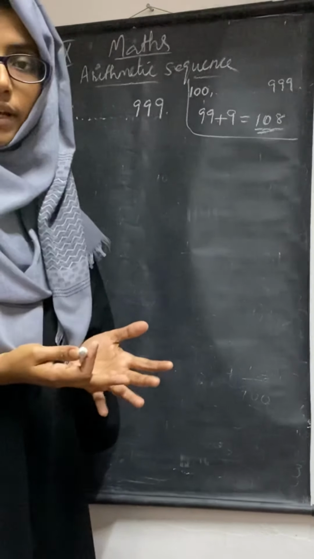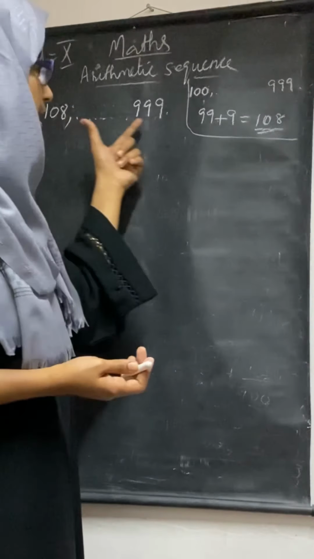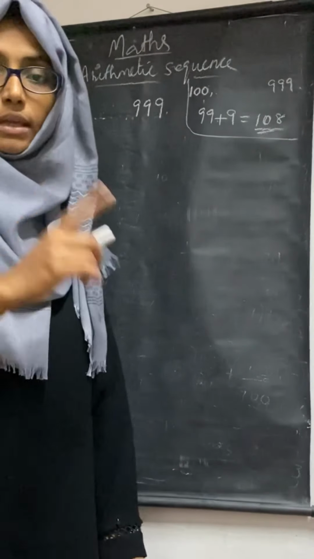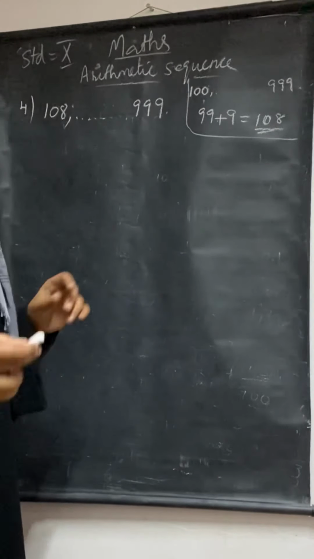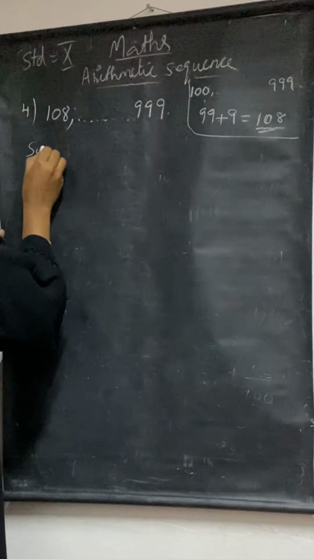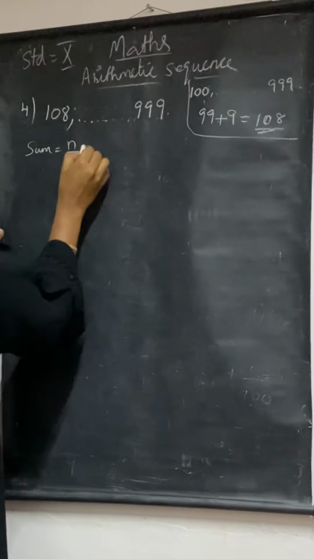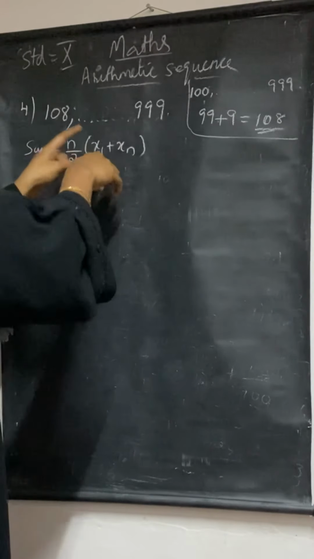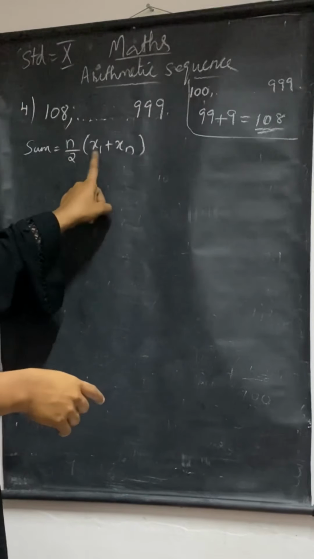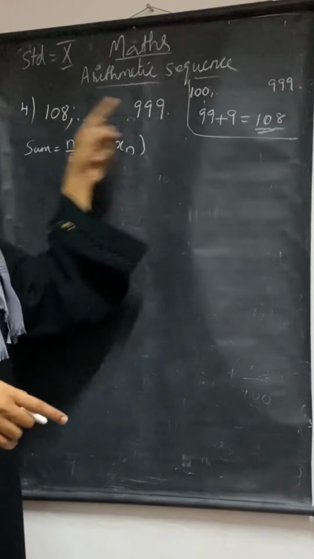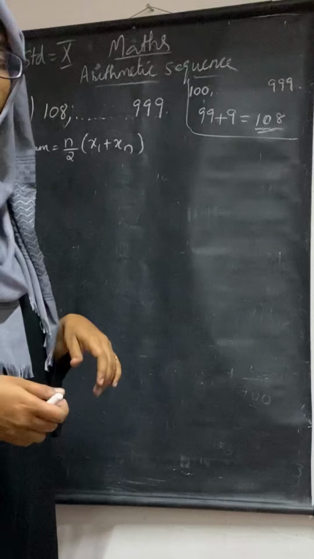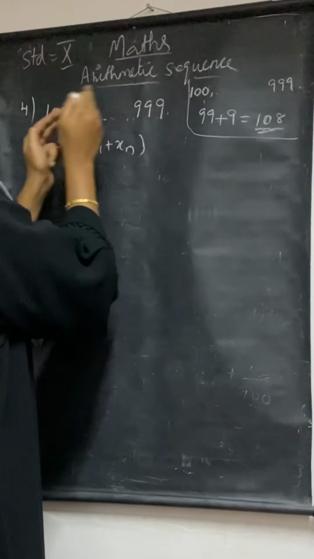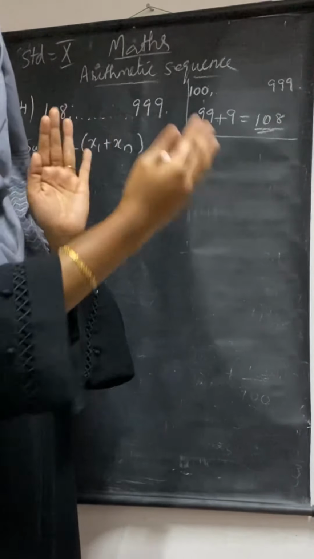Now what is the question actually? You have to find out the sum of all these 3-digit numbers which are multiples of 9, only the multiples of 9. What is the formula for the sum? Sum is equal to, as you have studied, n by 2 into x1 plus xn. x1 means the first term, xn means the last term. So x1 is there, xn is there, but n is not. n means number of terms. Between 108 and 999, how many terms are there?